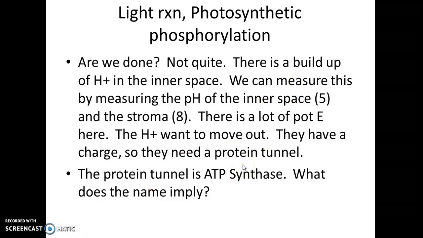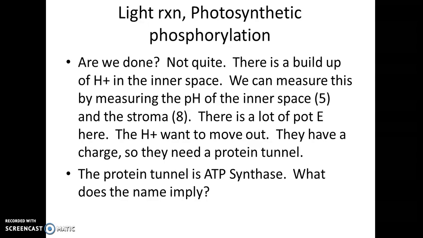So the last thing we need to talk about in the light reaction is photosynthetic phosphorylation. And what we're going to do here is produce ATP with the buildup of the hydrogen ions in the inner space. So we know that there is a buildup of hydrogen ions in the inner space. We know what steps cause the buildup of hydrogen ions in the inner space. We have the movement of the hydrogen ions from the stroma to the inner space by PQ, as well as the breaking up of water to supply P680 with electrons.